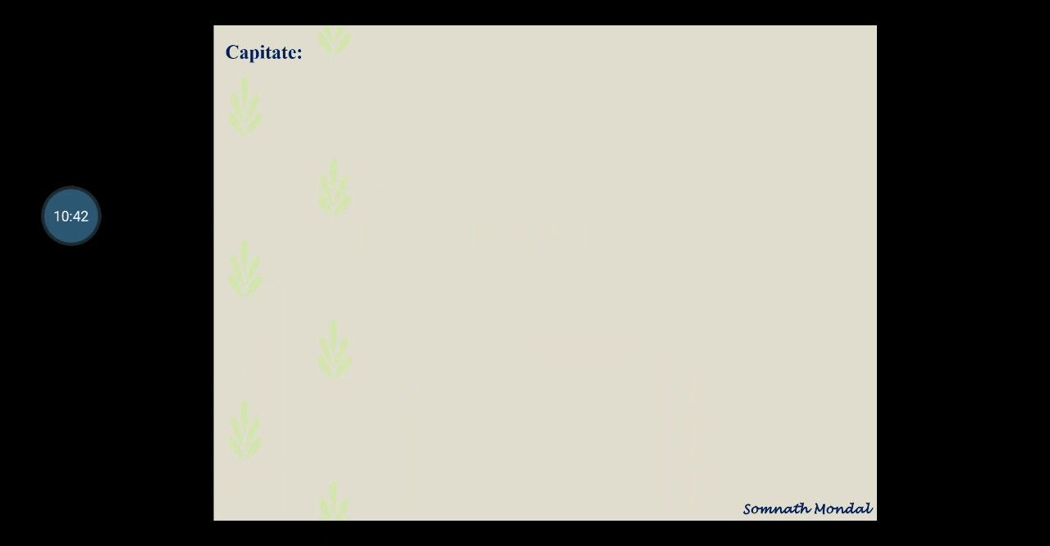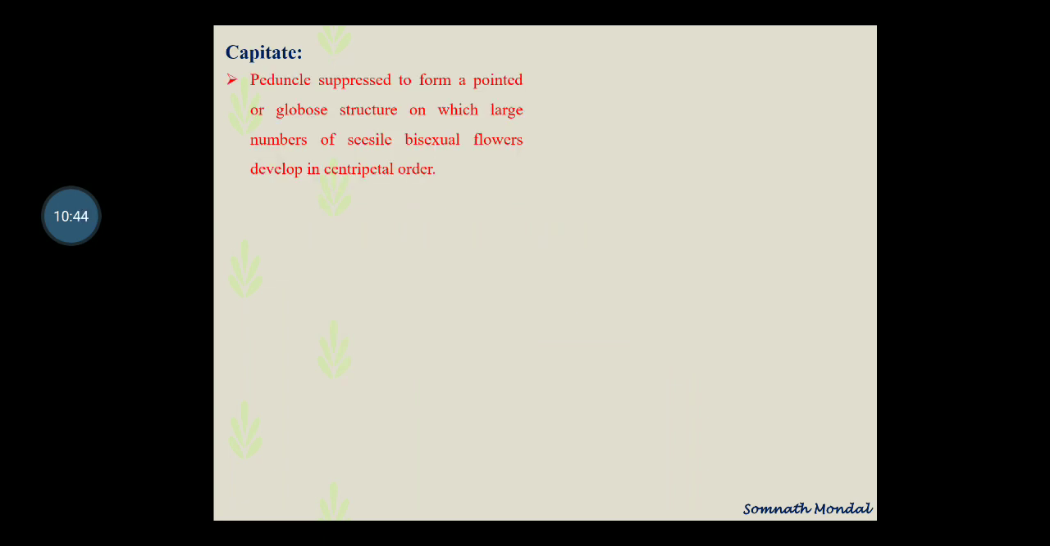Next is capitate. In case of capitate, the peduncle is suppressed to form a point or globose head-like structure on which large numbers of sessile bisexual flowers develop in centripetal order. Example, Mimosa pudica. So this is the image where we can see the central head-like peduncle on which sessile flowers are arranged centripetally.